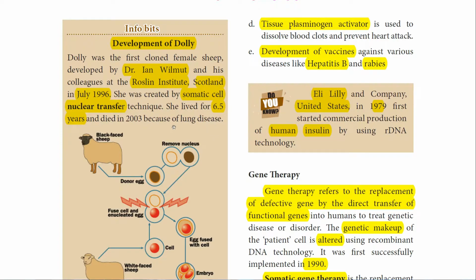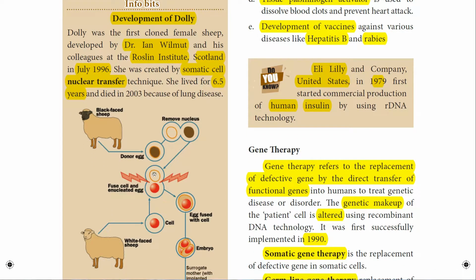Now let us see how Dolly was developed. How did they develop Dolly? Dr. Ian Wilmut with his colleagues at the Roslin Institute in Scotland in July 1996 developed Dolly, and she was created from a somatic cell through the nuclear transfer technique. She lived for only 6.5 years and died in 2003 because of a lung disease.